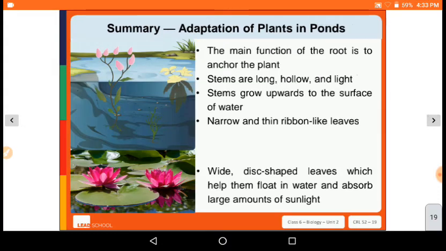The main function of the root is to anchor the plant. Stems are long, hollow and light. Stems grow upwards to the surface of water, and leaves are narrow and thin, ribbon-like. Wide disc-shaped leaves help them float in water and absorb a large amount of sunlight.